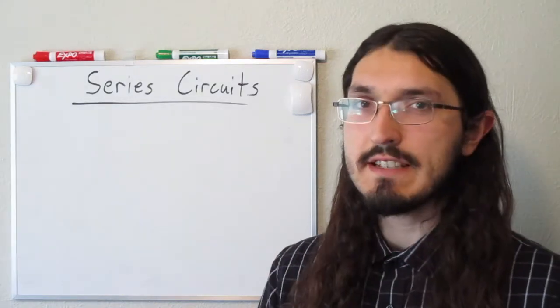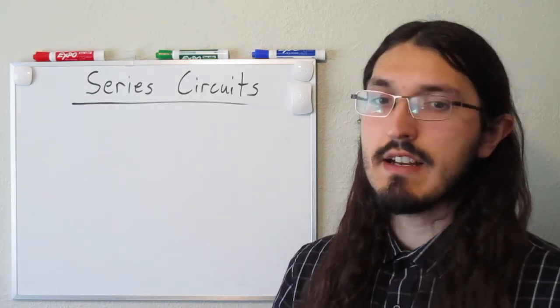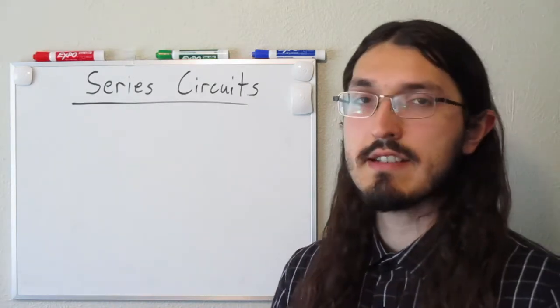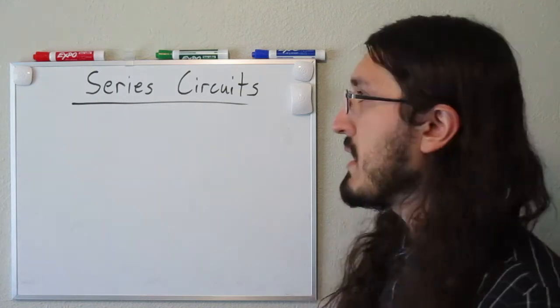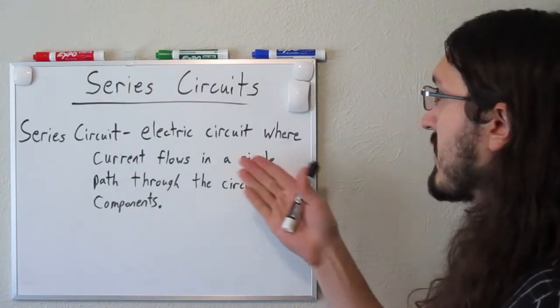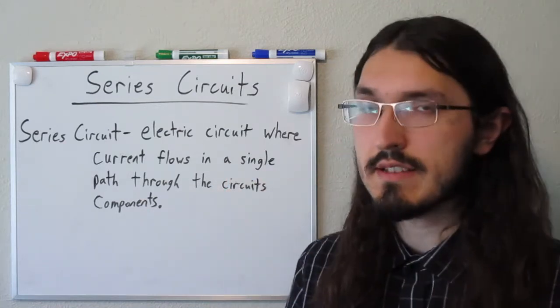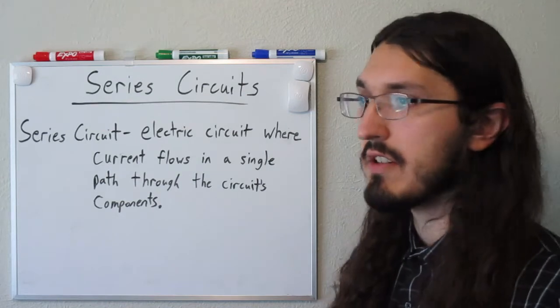In the last video I defined what a circuit is. There are actually two different types of circuits, series circuits and parallel circuits. The focus of today's video is going to be on series circuits. A good definition for a series circuit is an electric circuit where current flows in a single path through the circuit's components. The other type of circuit is a parallel circuit.